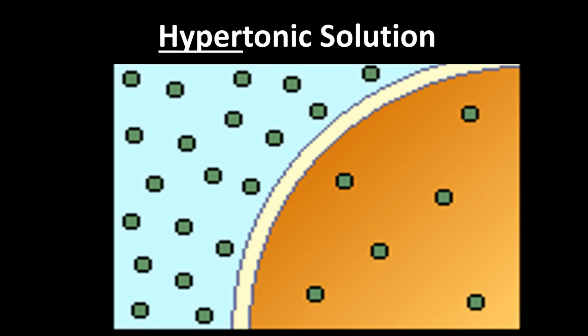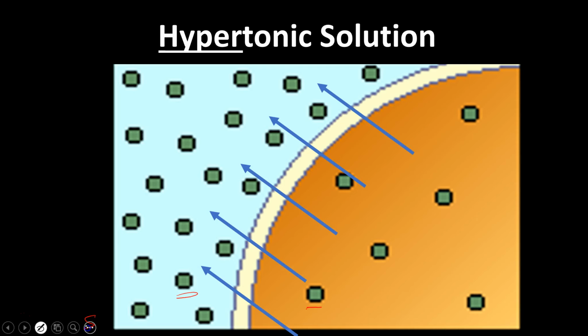Take a look at this picture. Is this cell in a hypo, hyper, or isotonic solution? Well, since there's more solutes, or more salt outside, when I compare it to inside, it's a hypertonic solution. Now, what's going to happen to this cell? Is it going to expand, shrivel, or nothing? Water's going to leave this cell, and this cell is actually going to shrivel. Okay?